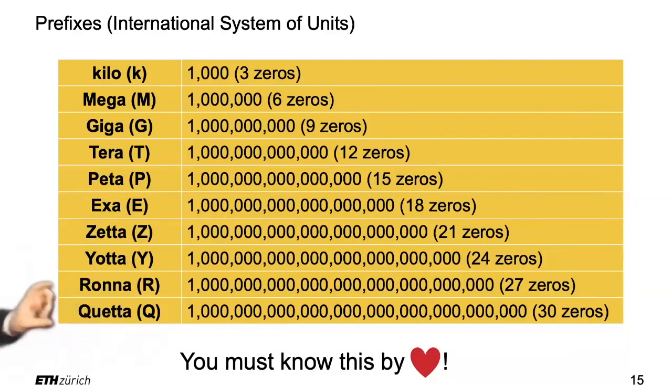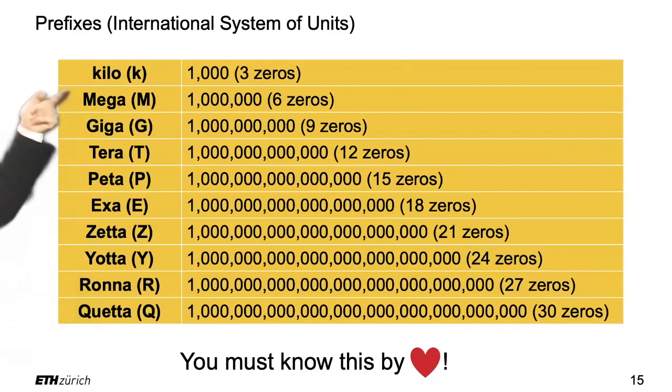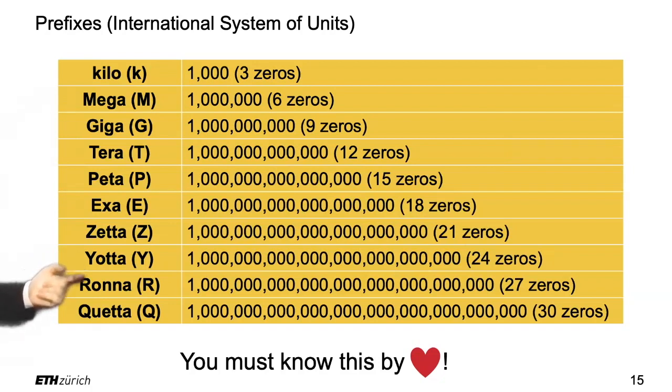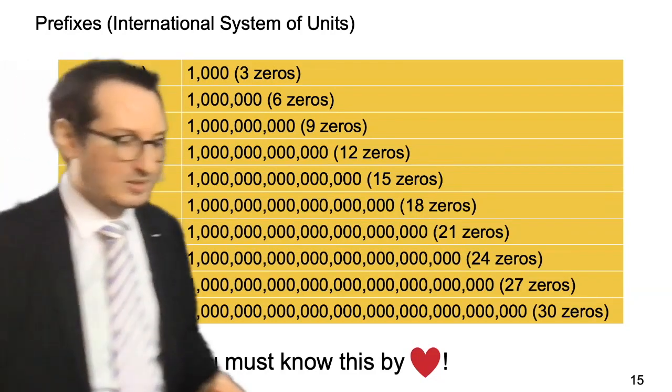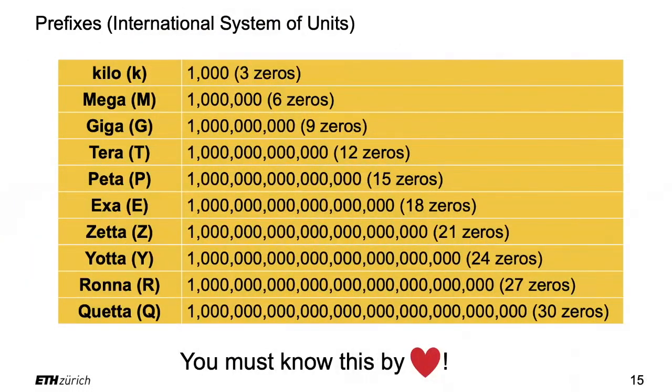Not all of you, maybe these two, knew, because these are actually new. This is just a few months old. This is Ronna and Quetta. But before that, we have all the others. So it's very important that you know them. This is standardized. This is international, and everybody focuses on them.